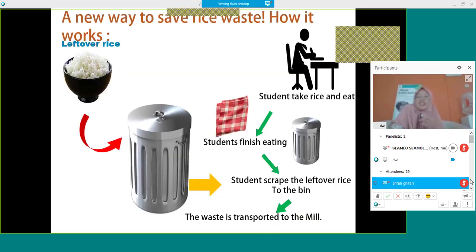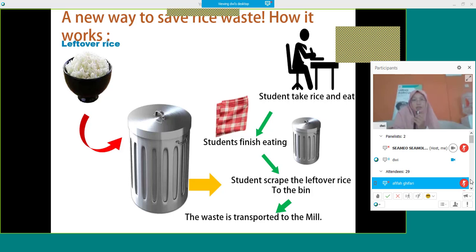Okay, this is a new way to save waste. How it works? In our school, we have a student lunch program. So after every lunch, sometimes they can scrap the leftover rice. For use the leftover rice, we can make it into the organic solution.